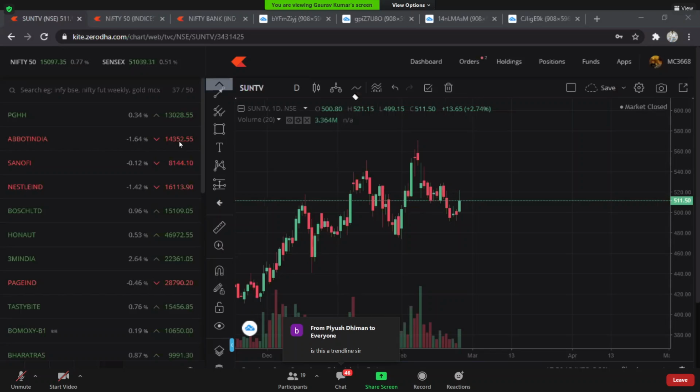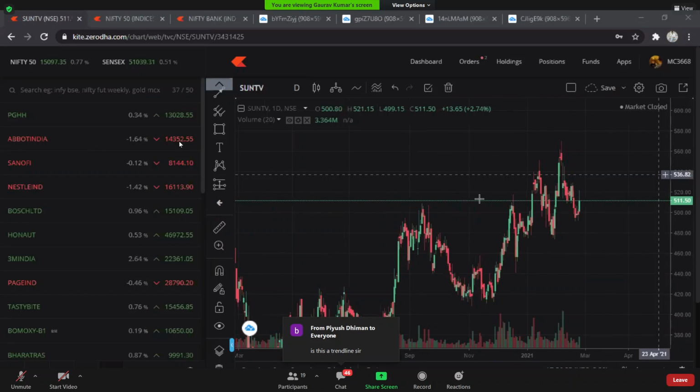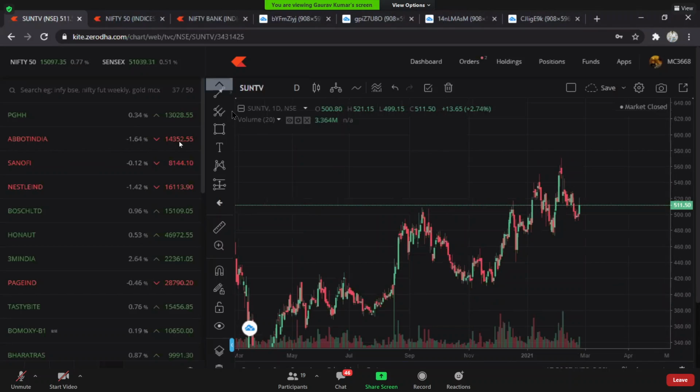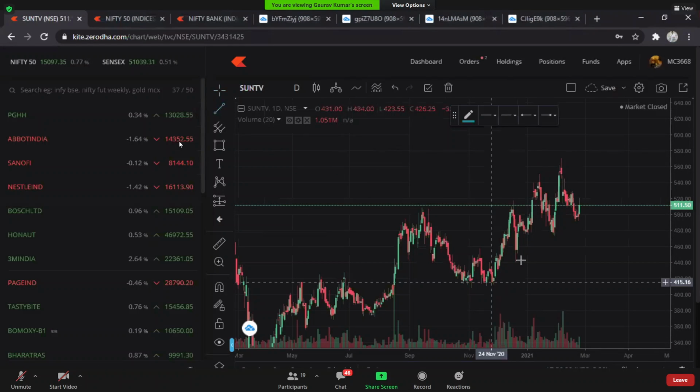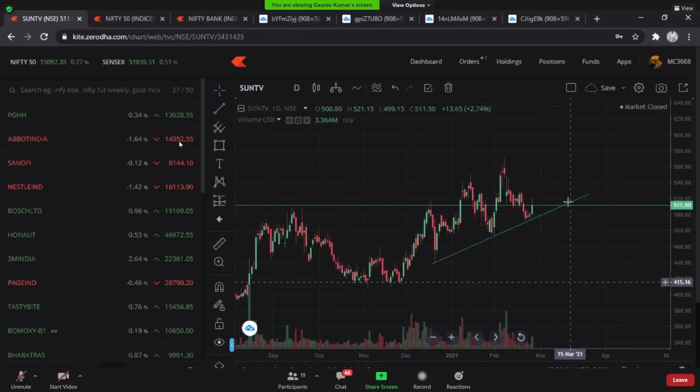So hedging gives us more accuracy. Hedging, is this a trend line? Oh, you were drawing a trend line. So yes, this is a trend line. This is definitely a trend line.